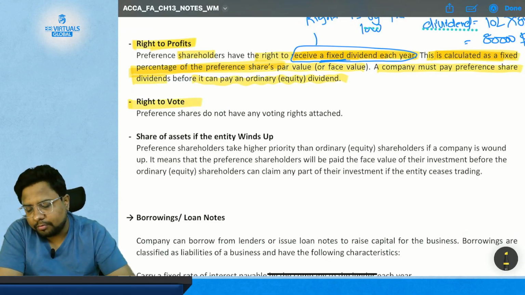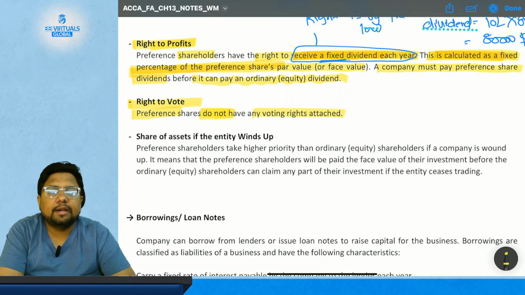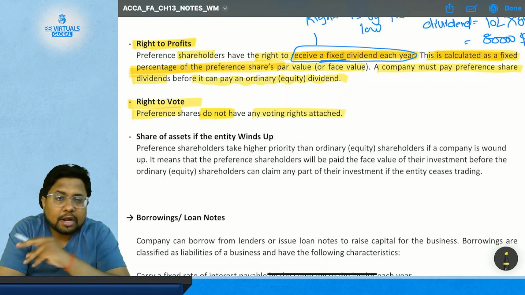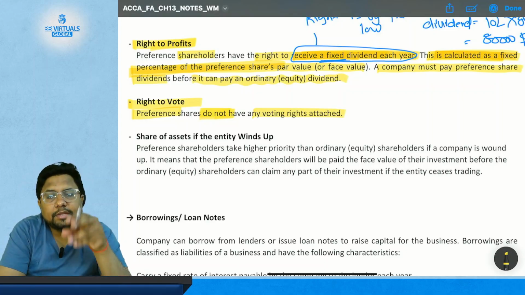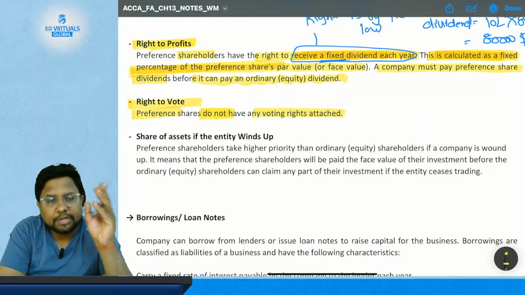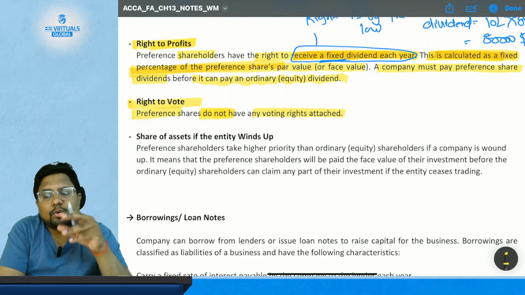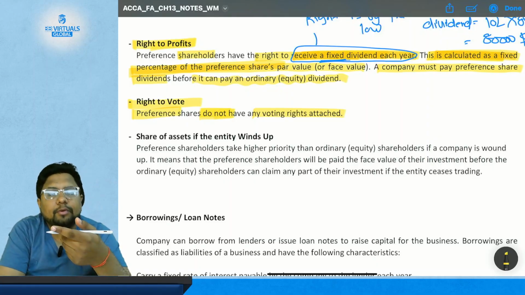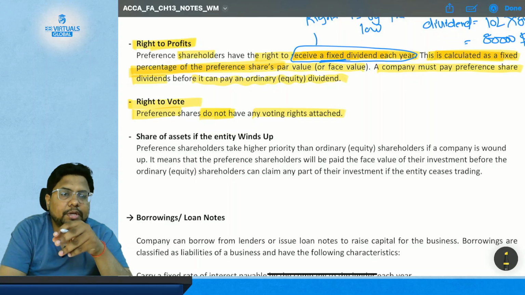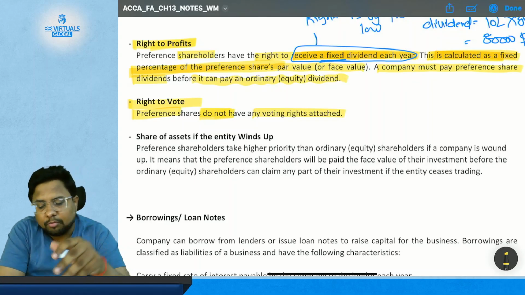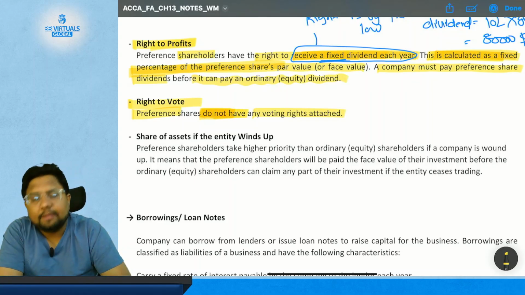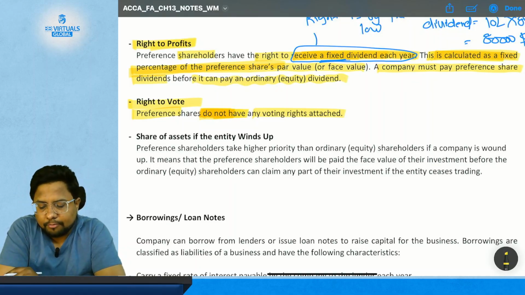Then comes right to vote. Preference shareholders do not have any voting right attached, as preference shareholders are not the real owners of the company. The real owners are ordinary equity shareholders, so they have the right to vote, but preference shareholders only have the preference over the dividend payment. They do not have any voting right in the important decisions of the company.